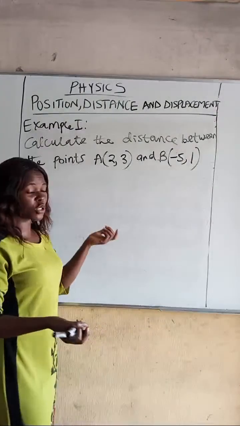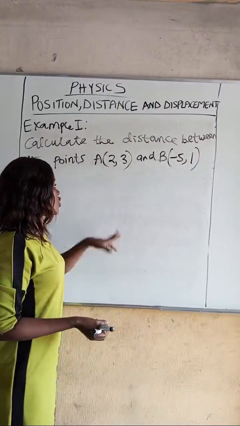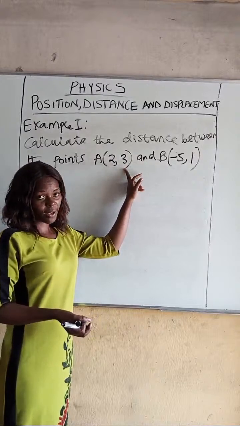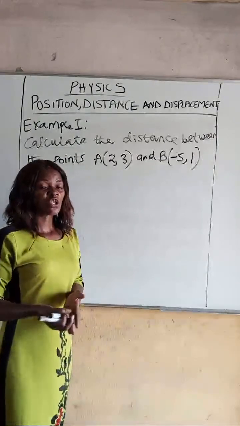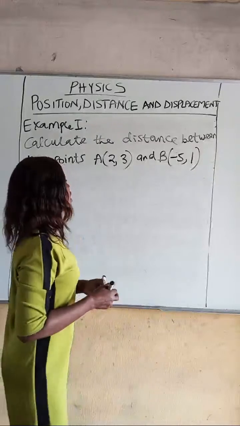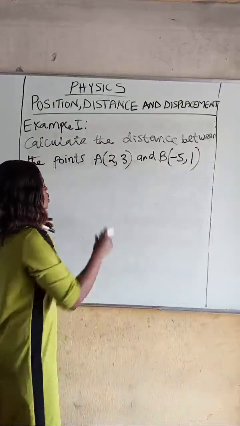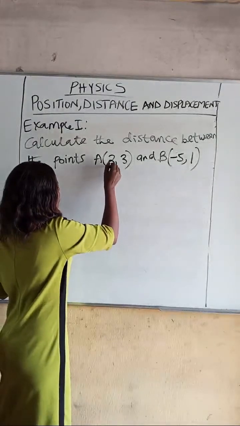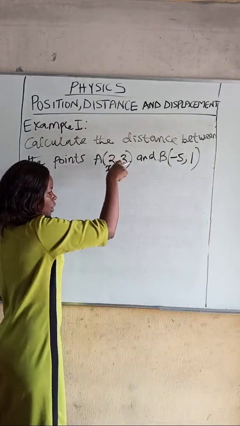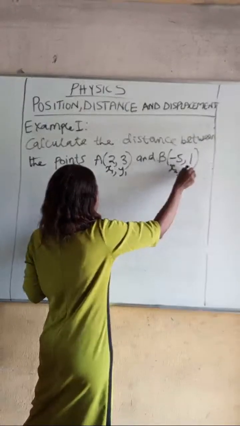Now, looking at this question, we can see that the distance we are looking for is on a plane, because it just has x and y axis, right? And I told you that the first letter here is for x, and this is y. When I did position, x usually comes first before y. So this is the first point A, and this is the second point B. So this is my x1, because this is the first point, and this is y1. This is the second point, so here is x2, and this is y2.